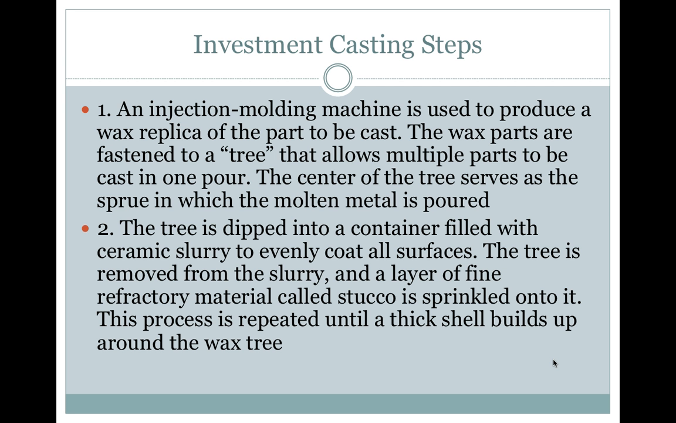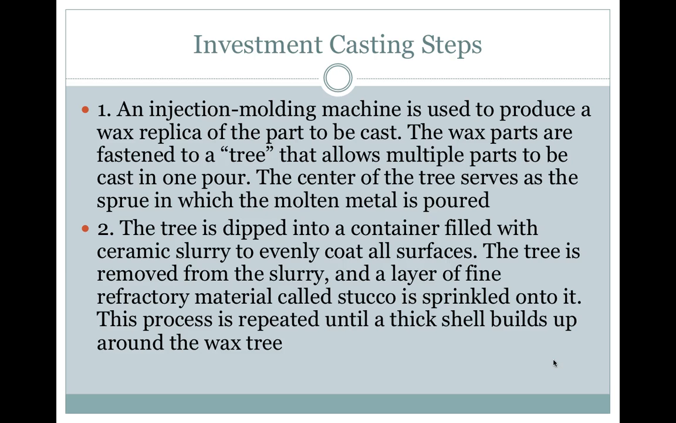Investment casting steps. Step 1. An injection molding machine is used to produce a wax replica of the part to be cast. The wax parts are fastened to a tree that allows multiple parts to be cast in one pour. The center of the tree serves as the sprue in which the molten metal is poured.